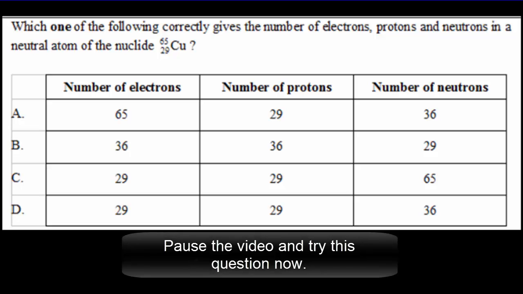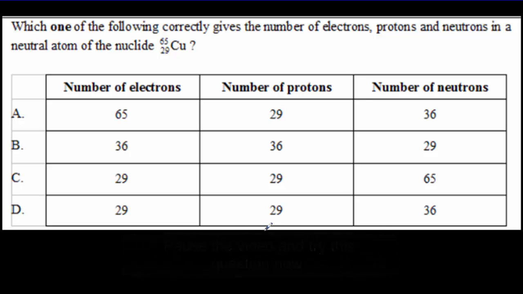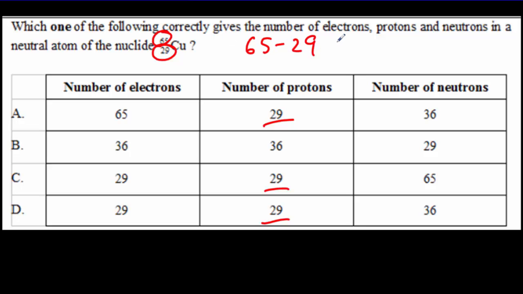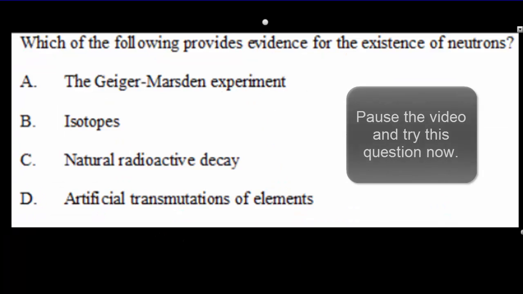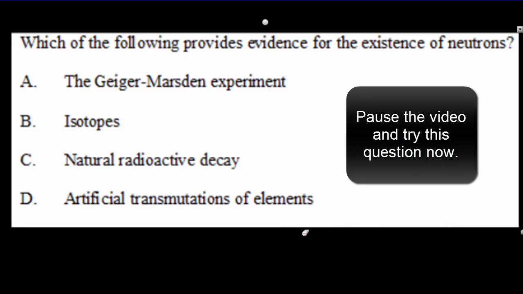Okay, pause the video, try the question, come back for the answer. First thing we know, the number of protons has to be 29. So it's got to be one of those 3 answers. Second thing, the number of neutrons has to be 65 minus 29, which is going to be 36. So the answer has to be either A or D. Now, if we've got a neutral atom, that means the number of protons is equal to the number of electrons. And that means A here is wrong. If we're going to have a neutral atom, the answer has to be D.